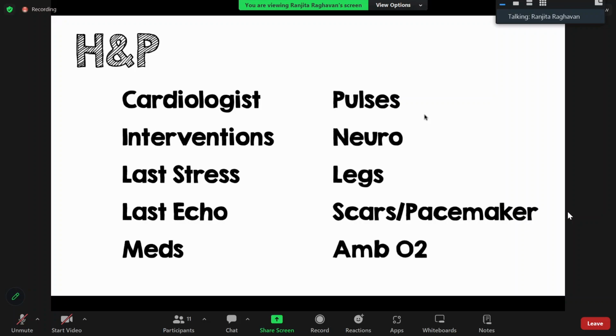In terms of the physical exam, of course, you want to check your pulses. You want to still do a good neuro exam. It depends how extensive you need to go into that if you're actually worried about a neuro component. Sometimes the dizziness patients can be very confusing about whether there's chest pain and dizziness versus a neuro versus a cardiac etiology. Look at their legs. Do they have pitting edema? Do they have scars or a sign of having a pacemaker? And an ambulatory oxygen, we don't always do it on every patient, but this is something to keep in mind that can be really important in certain patients that you're concerned about.